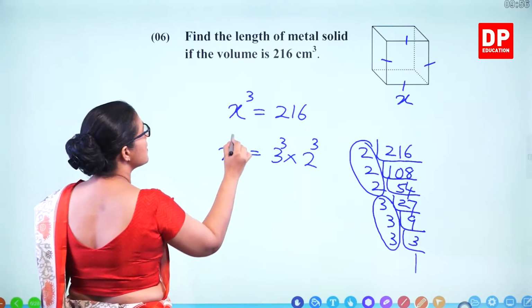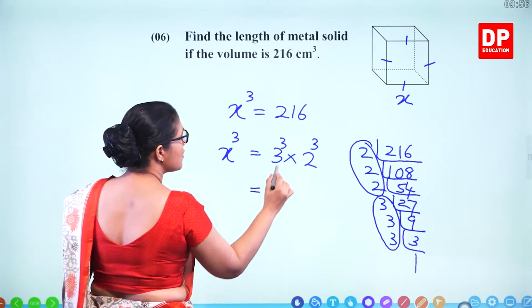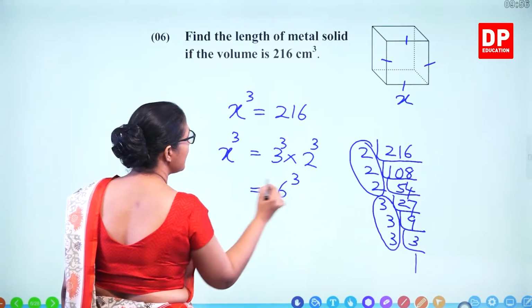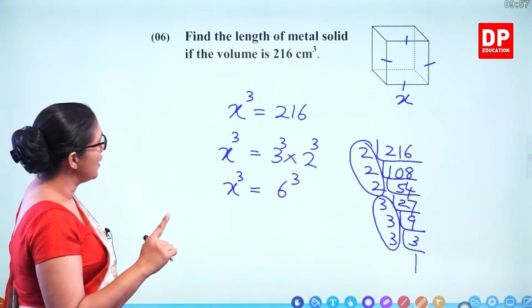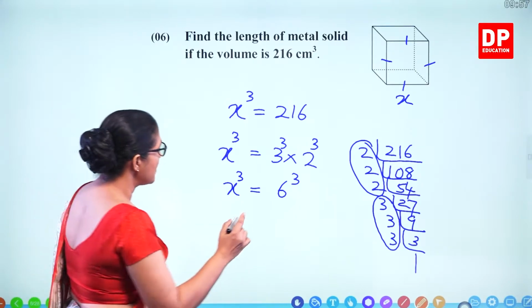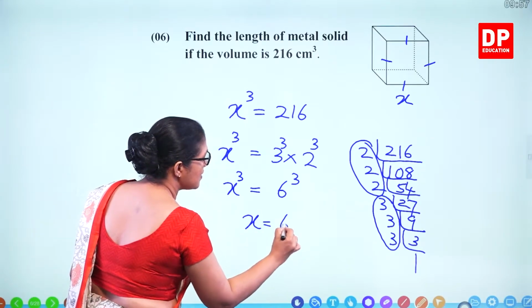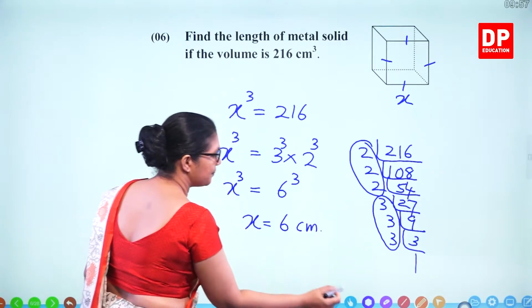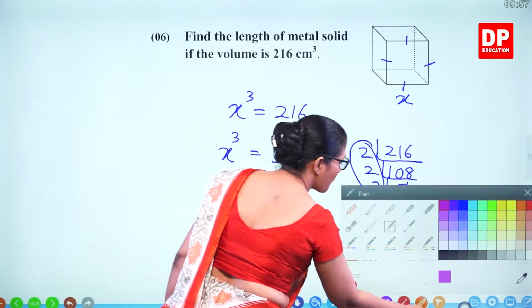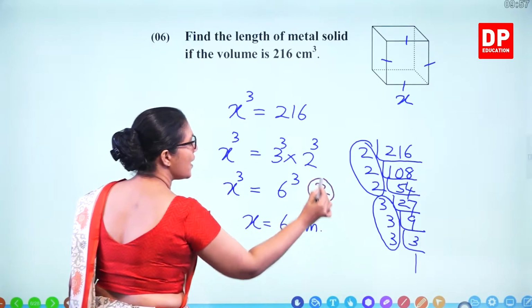So you can write this as 3 times 2, 6 to the power 3. Same power, so you can equate. So x equals 6. This is the length. So this is centimeters. 2 marks for that.